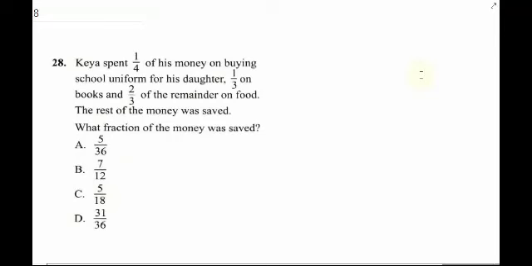Okay, question 28 says Kaya spent 1/4 of his money on buying school uniform for his daughter, 1/3 on books, and 2/3 of the remainder on food. The rest of the money was saved. What fraction of the money was saved? Now, in order to solve this, he spent 1/4 on uniform, okay, and 1/3 on books. Now, the total spent so far, it's 1/4 plus 1/3, and this will give us an LCM of 12. You have 3 plus 4, so this is going to give us 7/12.